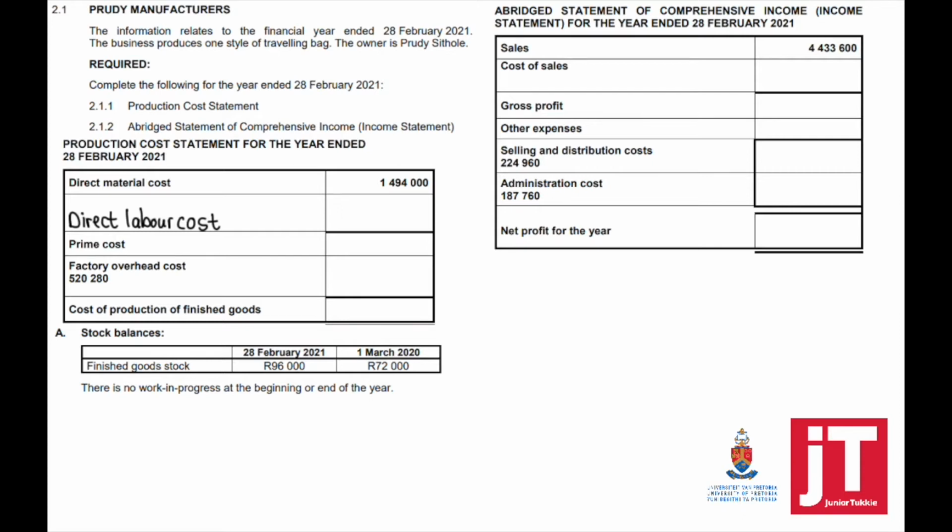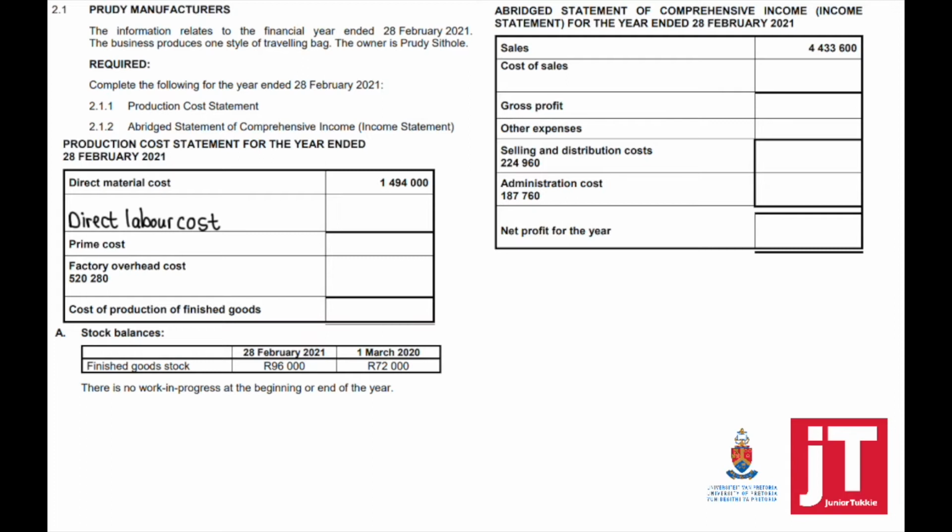Information A, stock balances. They provided you with the finished goods stock at the beginning of the year and the end of this accounting period. There is no work in progress at the beginning or the end of the year. This is why, if you take note of the production cost statement, prime cost plus factory overhead cost equals cost of production of finished goods. There was no opening balance for work in progress that we needed to add and no closing balance for work in progress that we needed to subtract.